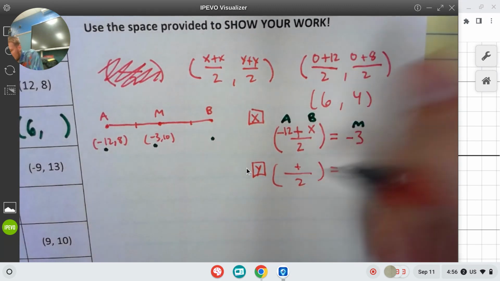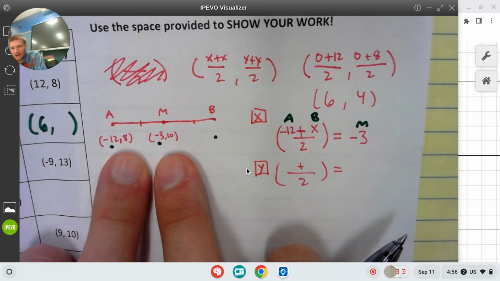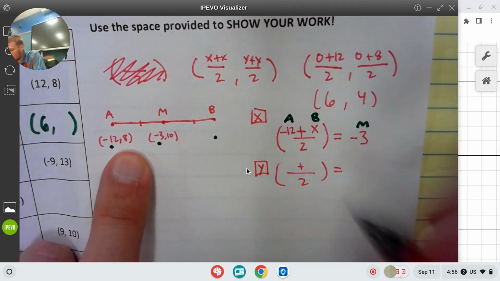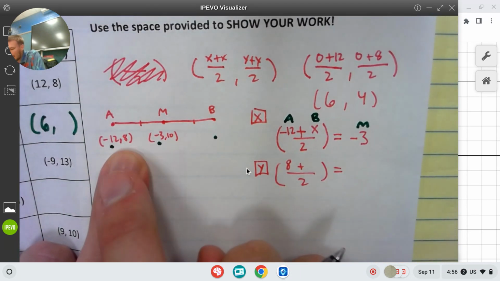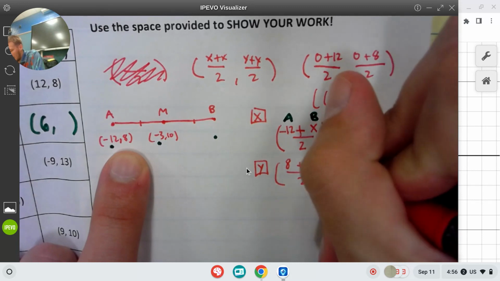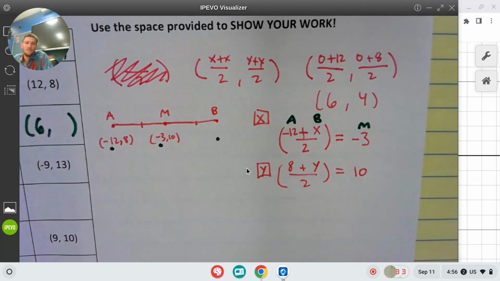The y value, same thing, right? Add them up, divide by 2, that should be equal to the middle. So I'm going to add up the y values. The y values are 8 and not 10. 10's the middle. 8 and this, I don't know what that is. And that should be equal to the middle, which is 10.